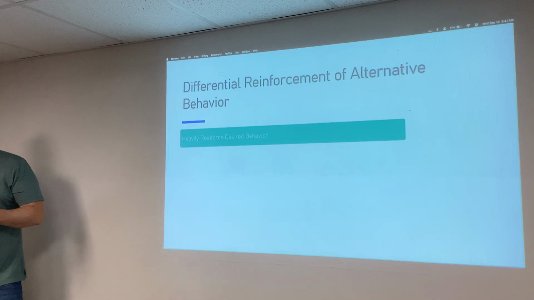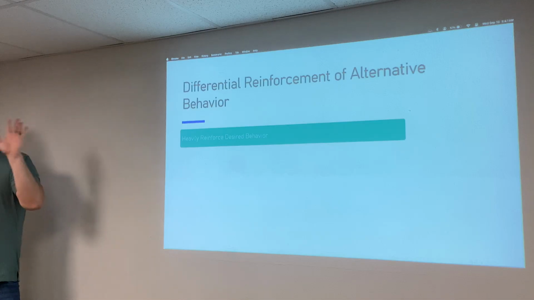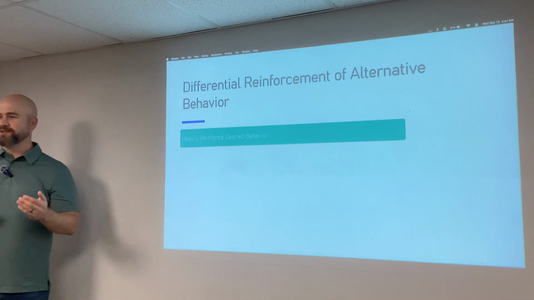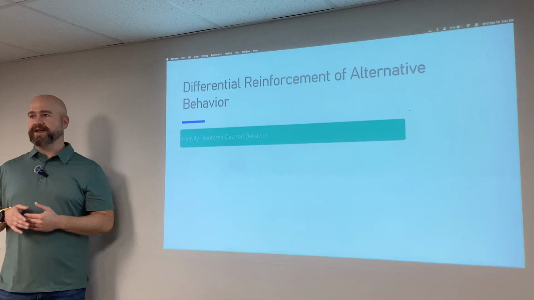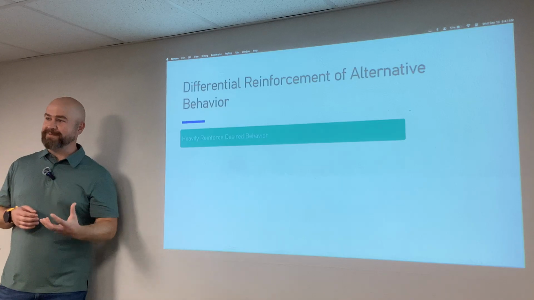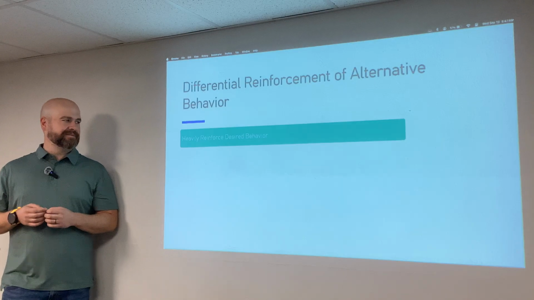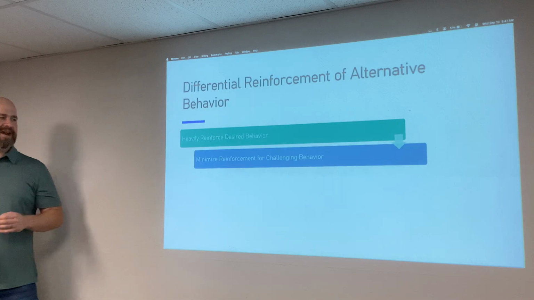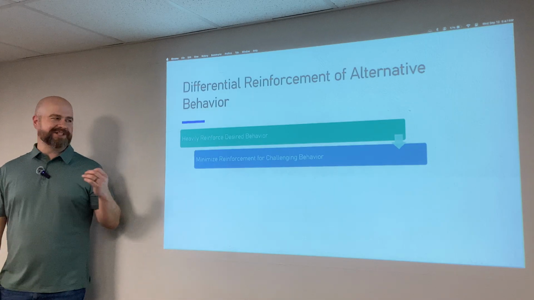So we want to teach our VIPs to mand, and not only for tangible objects and attention, but also for what? Yeah, to escape stuff they don't like, right? Which is the most common function for problem behaviors, to escape. So it's important that our VIPs have a way to escape that's more appropriate. We're going to heavily reinforce the desired behavior. We're going to minimize reinforcement for the challenging behavior.